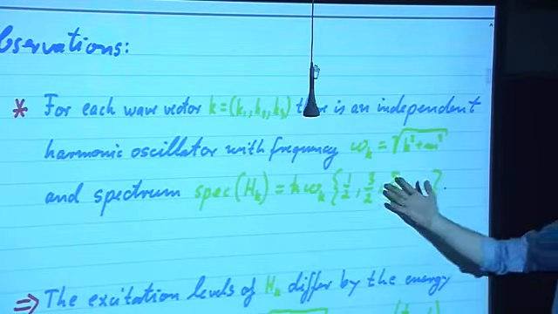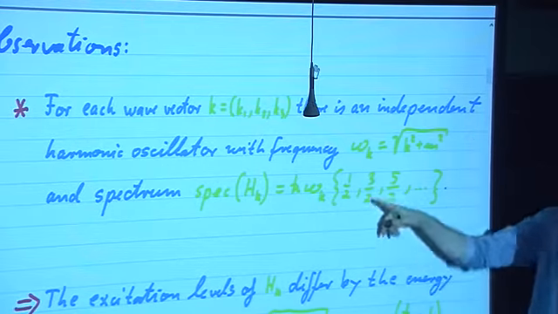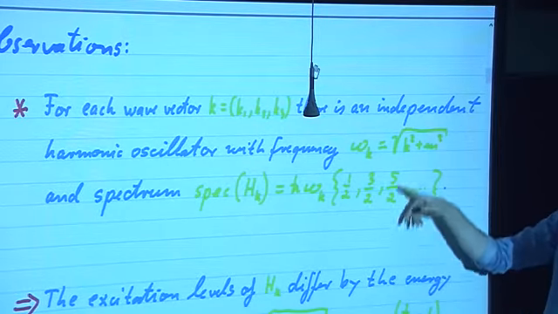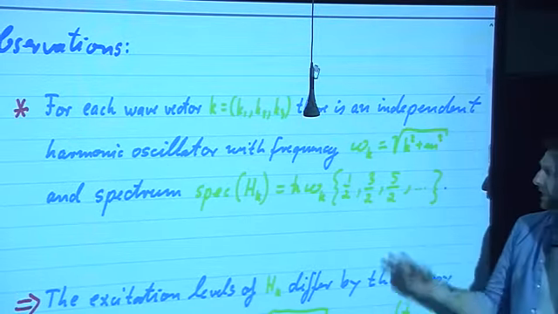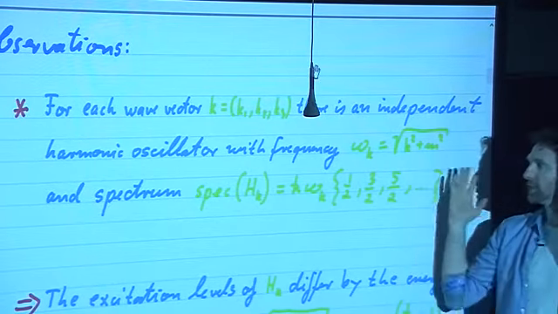The usual harmonic oscillator spectrum: h bar omega_k over 2 is the ground state energy. The first excited state has 3/2 h bar omega_k. The next one is 5/2 omega_k. And the spacing between the energy levels is simply h bar omega_k.